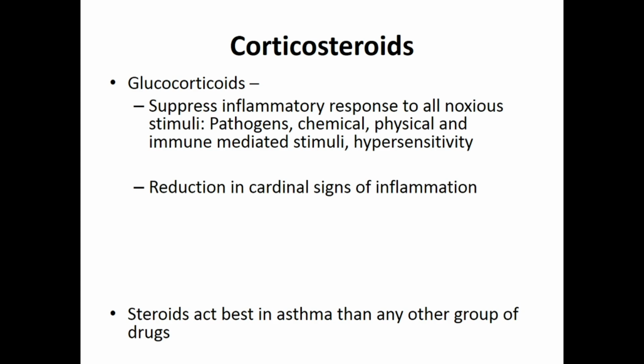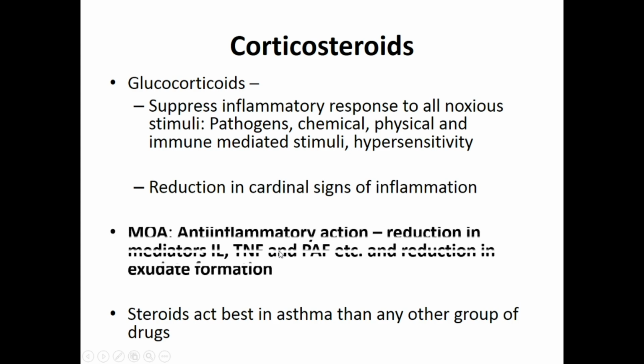That's why aspirin is not given, diclofenac is not given, but we give corticosteroids, because corticosteroids will inhibit all the cardinal signs of inflammation. It will suppress inflammatory response to all noxious stimuli. That's why it's such a nice drug. It is called the best anti-inflammatory drug. It will not allow mediators like cytokines, TNF, PAF or prostaglandins, which will be activated during bronchial asthma.